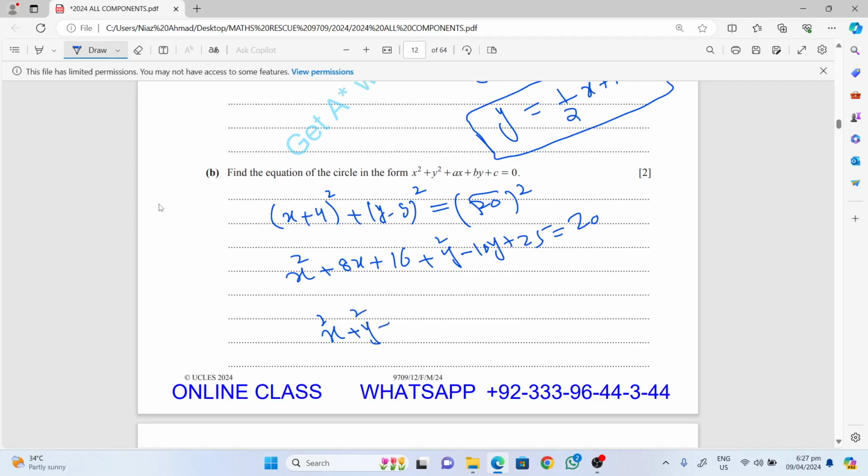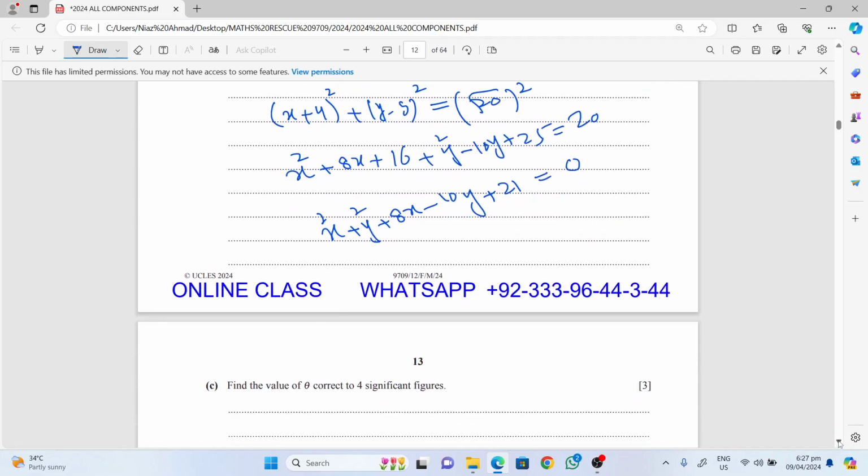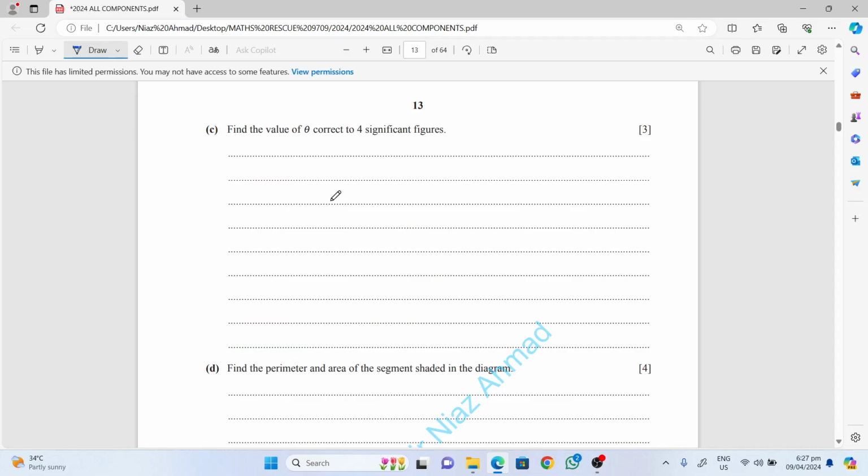If you finally expand this equation in the said format, that is x square plus y square plus 8x minus 10y plus 21 equals 0. So this is the required format. Part C, find the value of the theta. Correct to 4 significant figures.